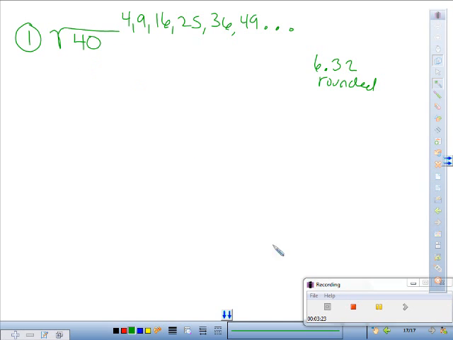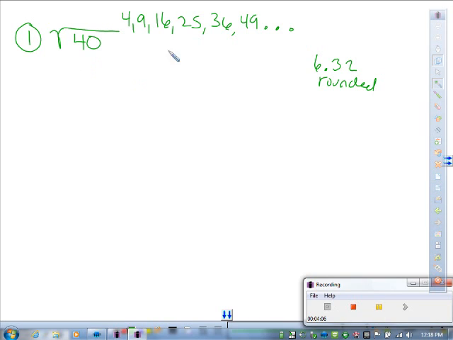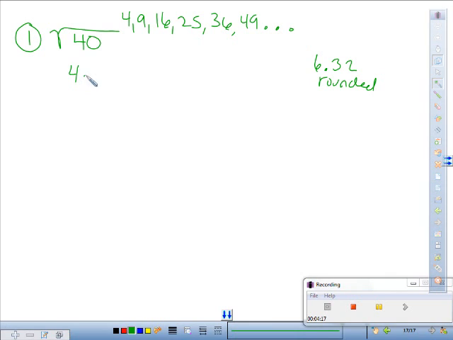So this is my way. What you do is you look at your perfect squares. Does anybody see a number up here that would go into 40 evenly? Do any of these numbers go into 40 evenly? 4. You come down here and you go 4 times 10, because 4 times 10 is 40. And keep it in your square root. It'll still be in the square root.